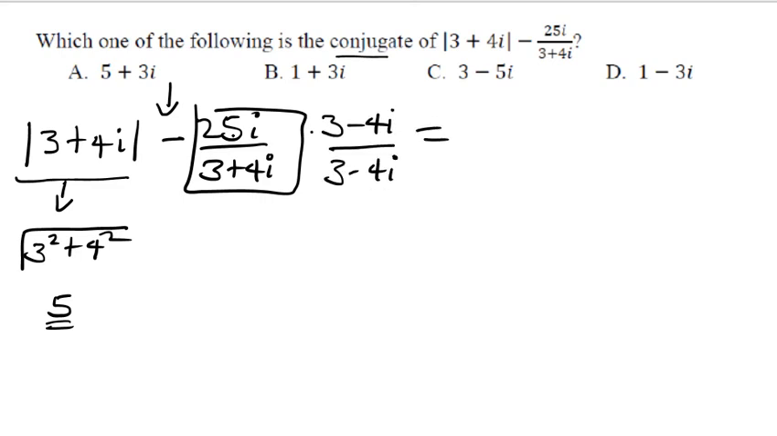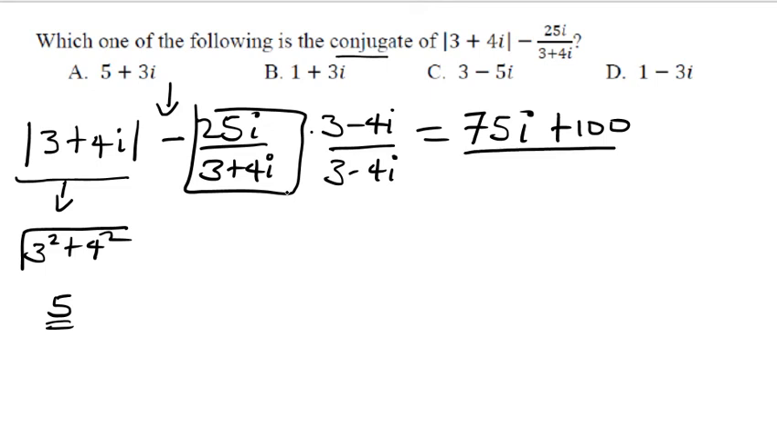When you do that, 25i times 3 will be 75i. Again, 25i times negative 4i will be negative 100i squared. But i squared means negative 1, so it's going to be just 100 left. 25i times negative 4i means negative 100i squared, but the i squared is negative 1, that's why.